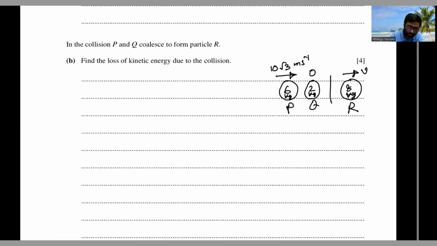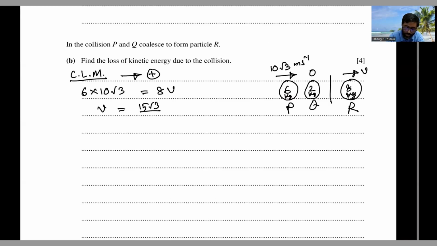If we apply the conservation law of momentum, sum of momentum before collision equals sum after. Remember, take the initial direction of motion to be positive. 6 into 10 root 3 equals 8 V. So V is 15 root 3 by 2 meters per second.